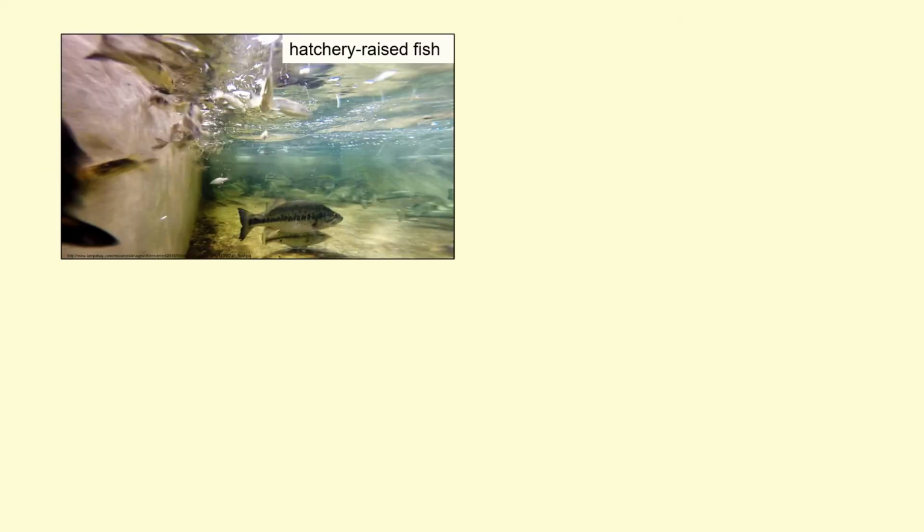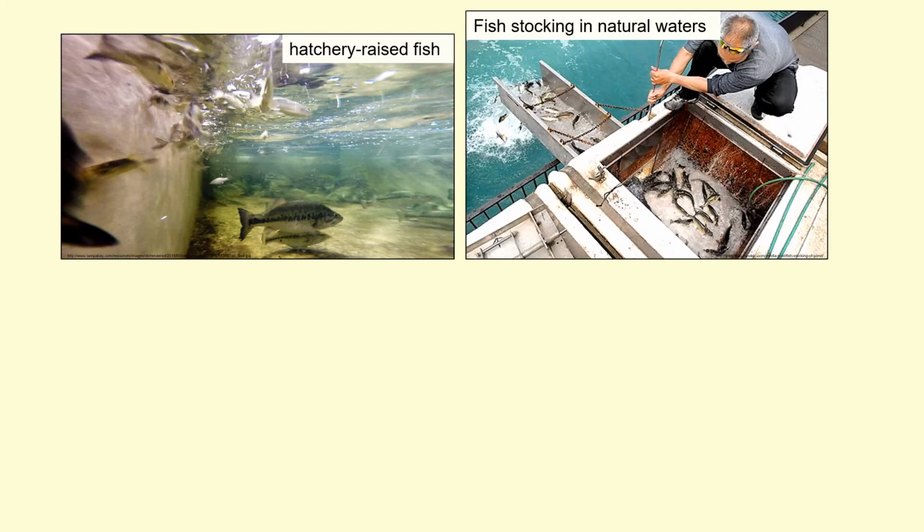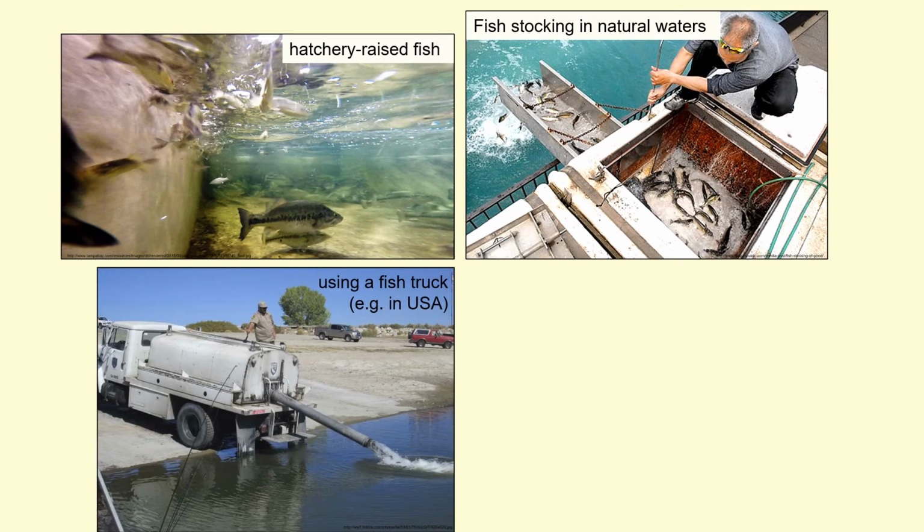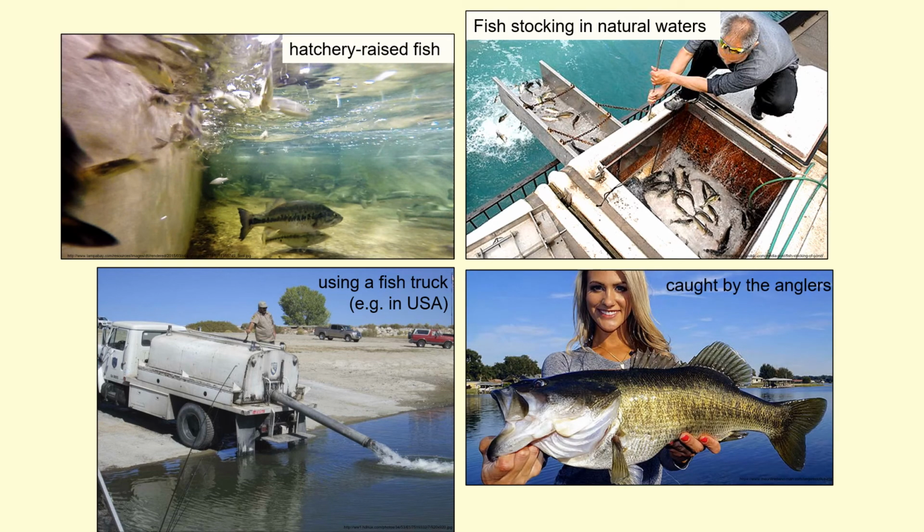So this is just an example: hatchery-raised fish in a concrete tank, and then being released in what we call a fish stocking program in natural waters. Sometimes they use this type of truck, a fish truck. For example, this is in the US, probably different from what happens in Malaysia here. And at the end, the fish are utilized or caught by the anglers, and people seem happy with that. So they are kind of related.